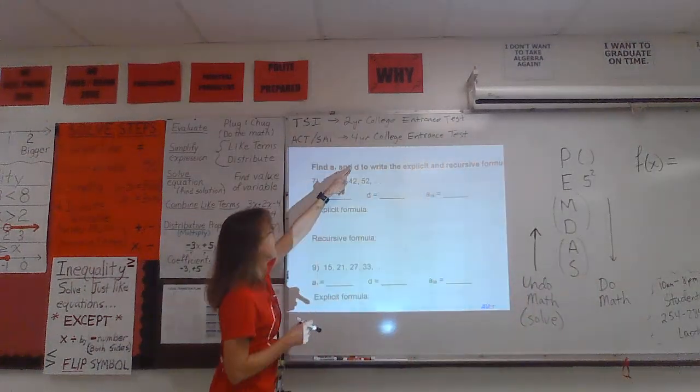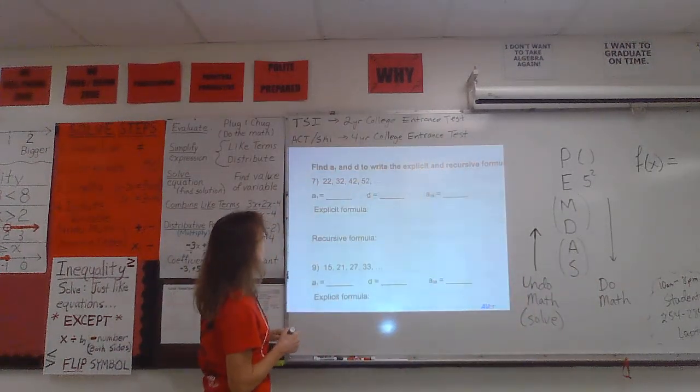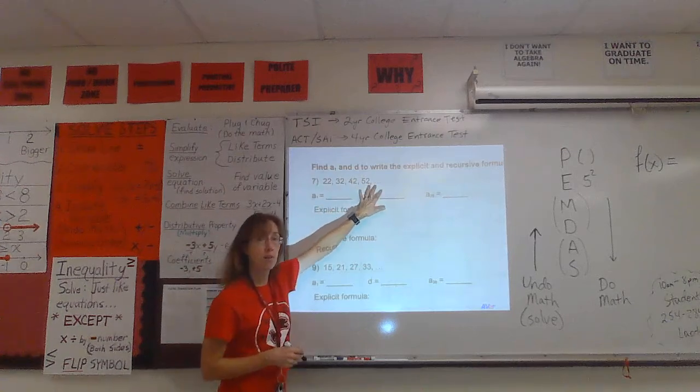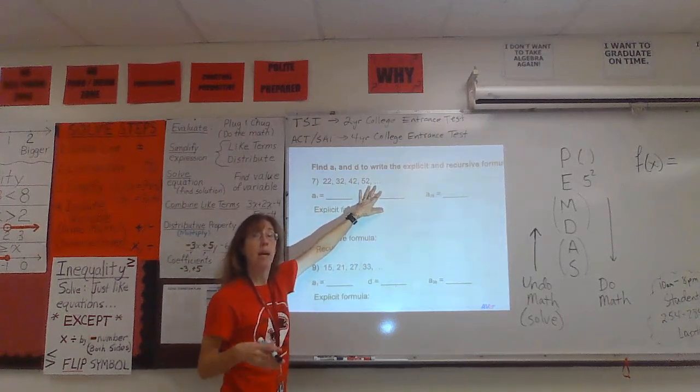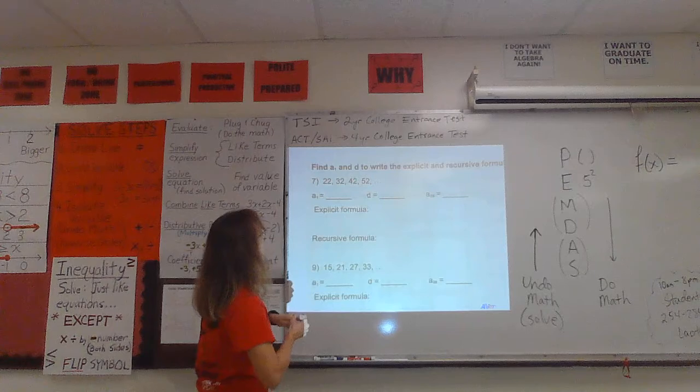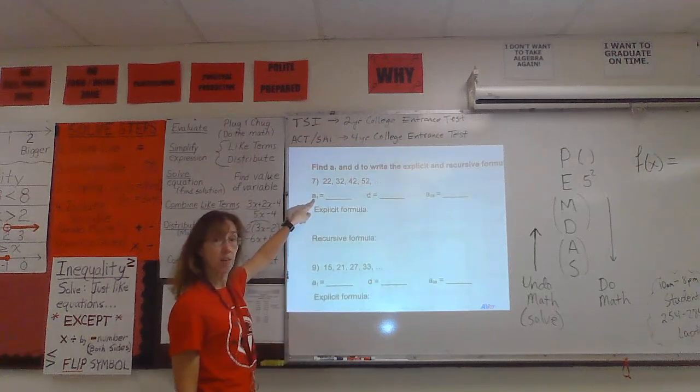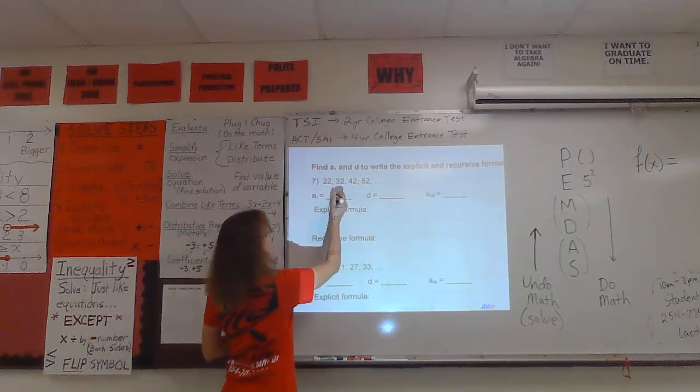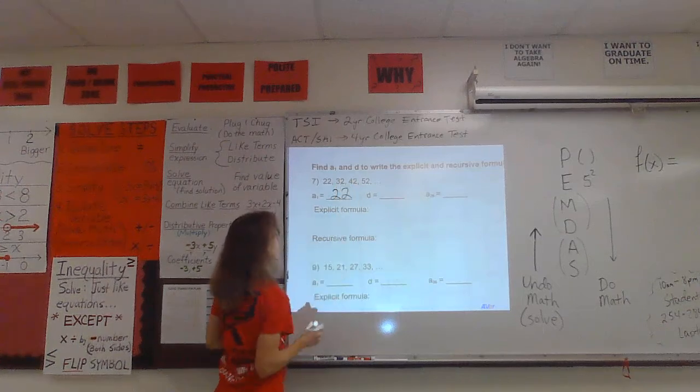Find a sub 1 and d to write the explicit and recursive formulas. So this time they give you the pattern, and they want you to find a sub 1, and they want you to figure out what d is. So a sub 1, well, that's easy. It's the very first number. 22 is my first number. A sub 1 is 22.